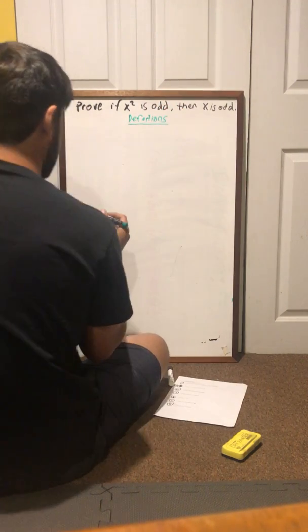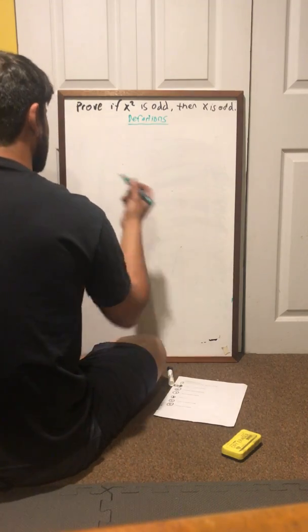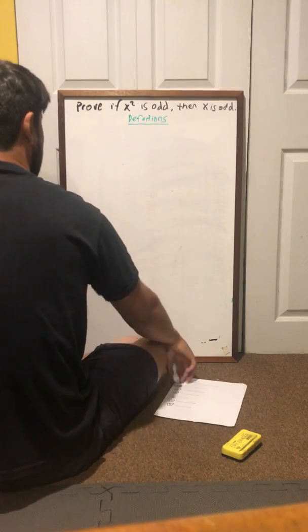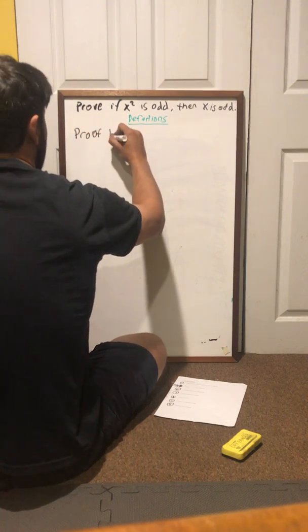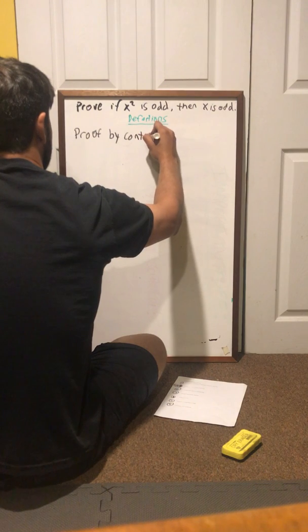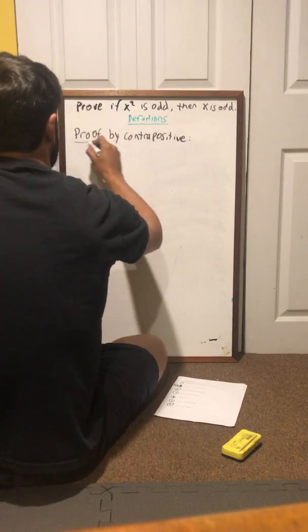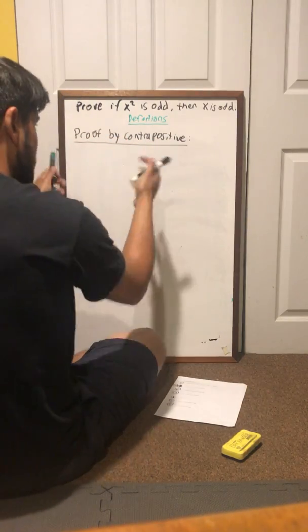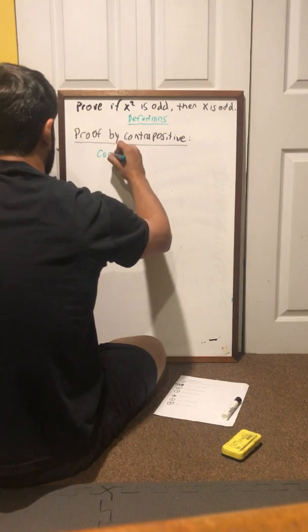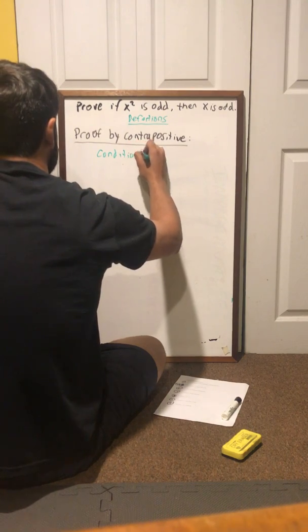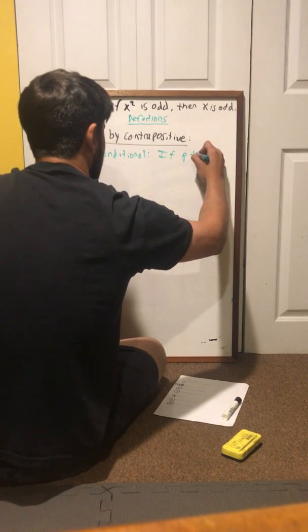So first, the last proof, we just had a regular conditional statement, but this one we're going to prove a little differently. We're going to use a proof by contradiction, or proof by contrapositive. Following how we do a proof by contrapositive, we're first going to write out the conditional statement that we're going to follow as a guide. So in a regular conditional statement, if P, then Q.